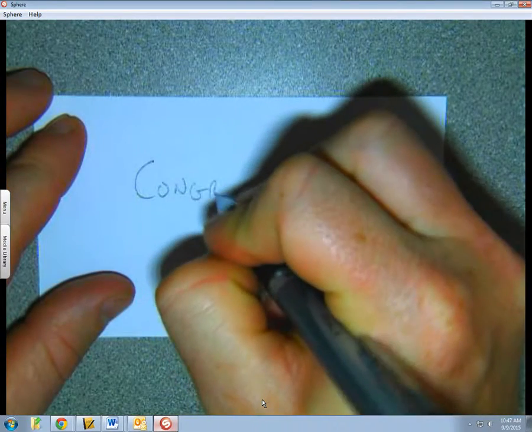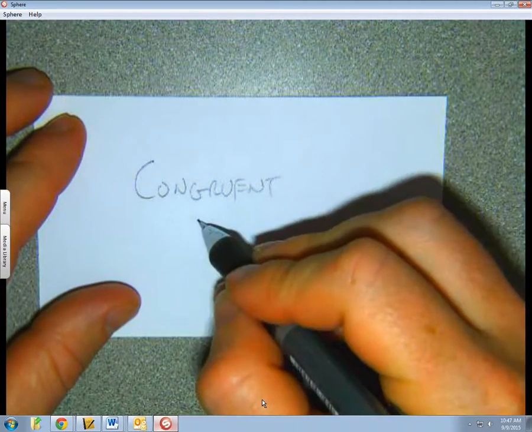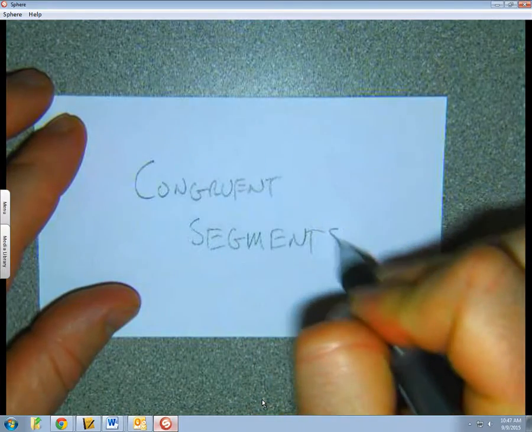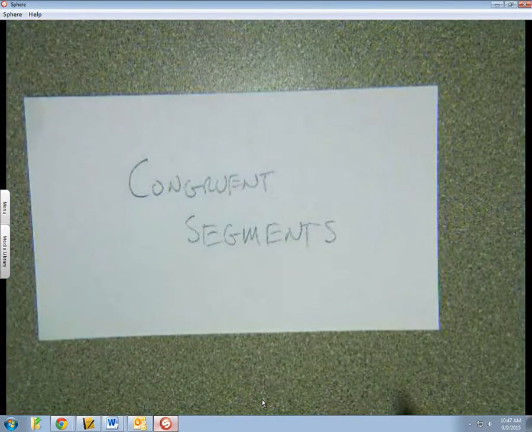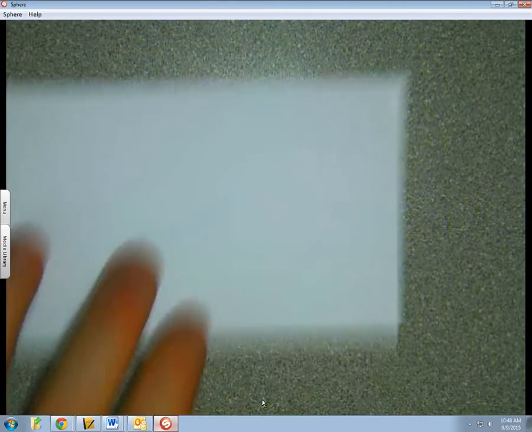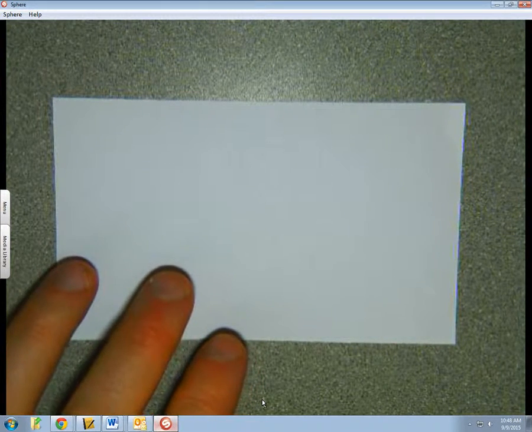So 1.5, we are going to look first at congruent segments. Okay, and what are congruent segments? Let's start with an example.